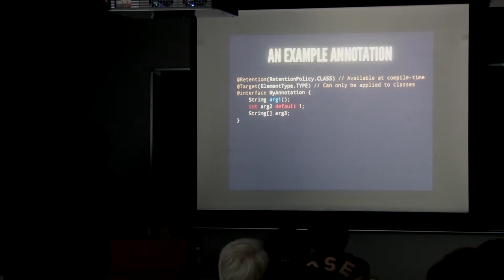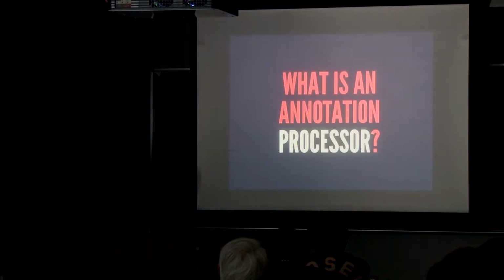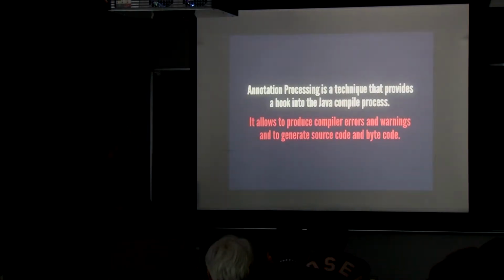So the next question is, what is an annotation processor? It's basically a technique or a set of tools that allows you to intercept these annotations at compile time, and you can do all kinds of things. You can produce compiler warnings and so on. You can generate source code, or you can even generate bytecode if you like.